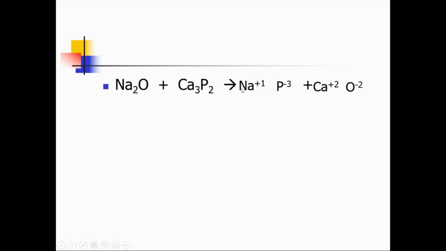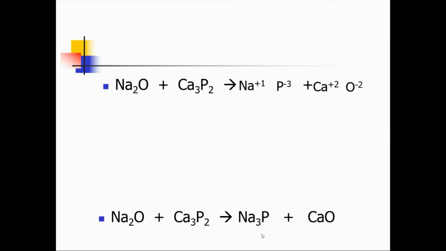And when we put these together, it takes 3 sodiums to cancel out a phosphorus, and 1 calcium cancels out 1 oxygen, plus 2 minus 2. So our equation should look like this, Na3P and CaO. And again, it's unbalanced, but we could fix that if we wanted to.